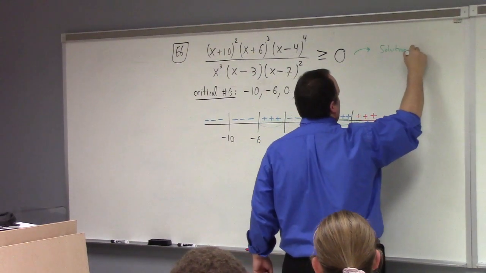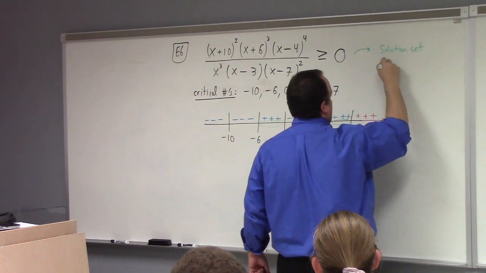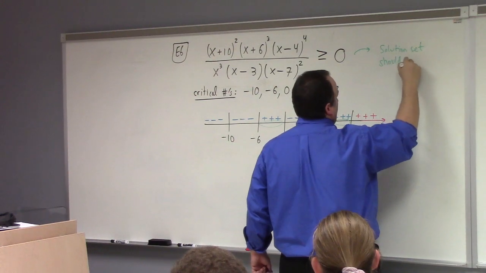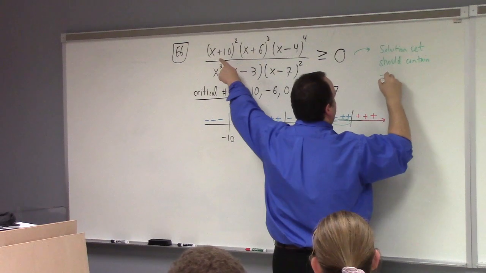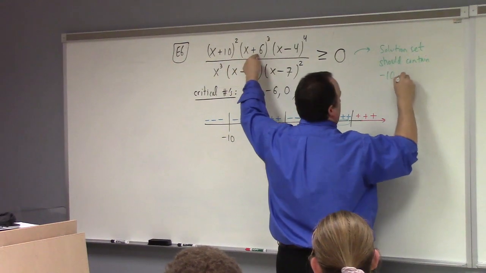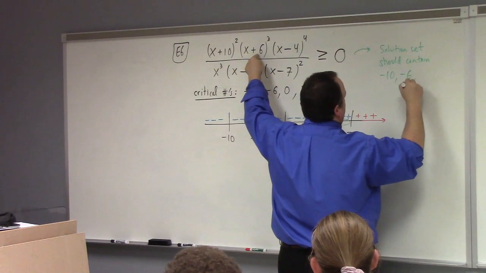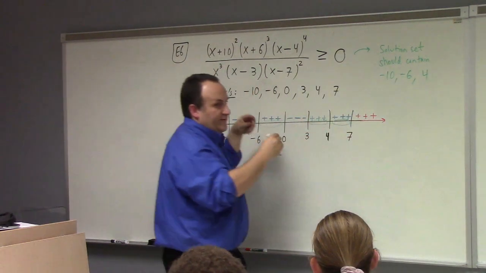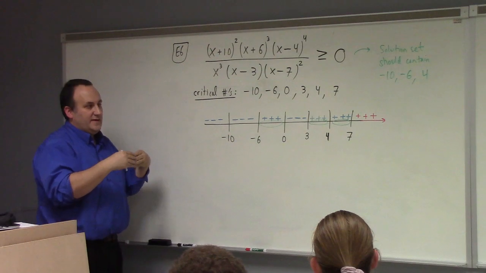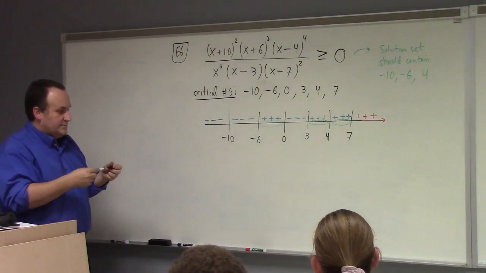The solution set should contain the numbers minus 10, minus 6, and 4, because those make this expression 0. If we have 0 in the numerator of a fraction, that makes the fraction 0. So that's it.